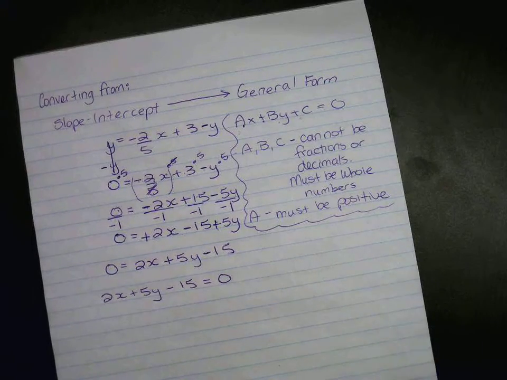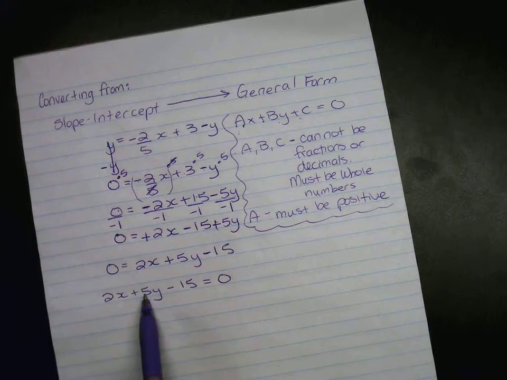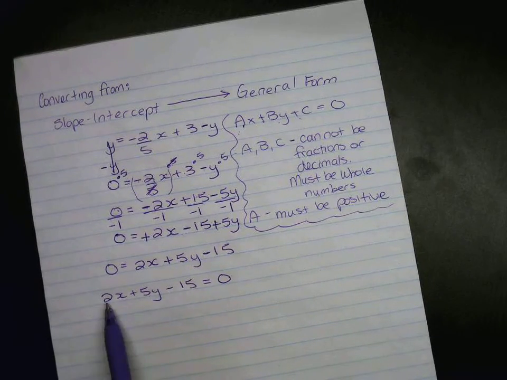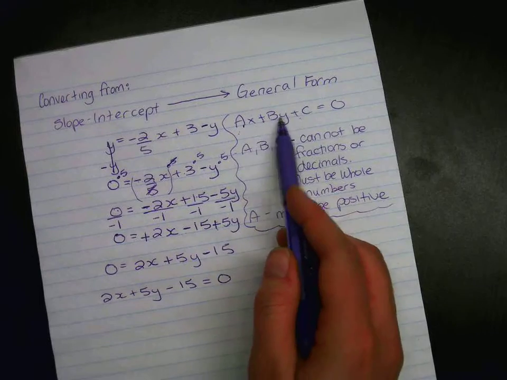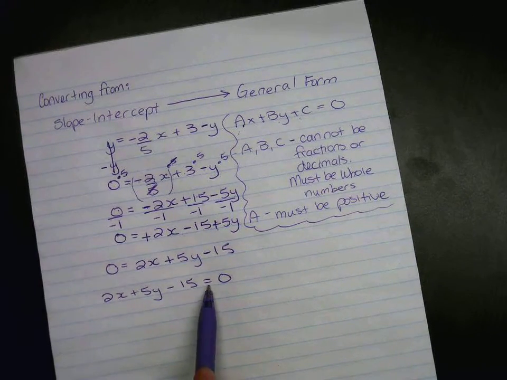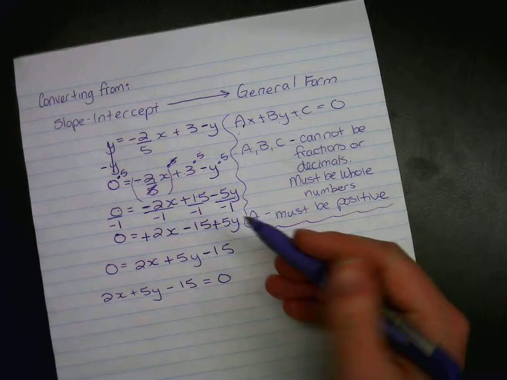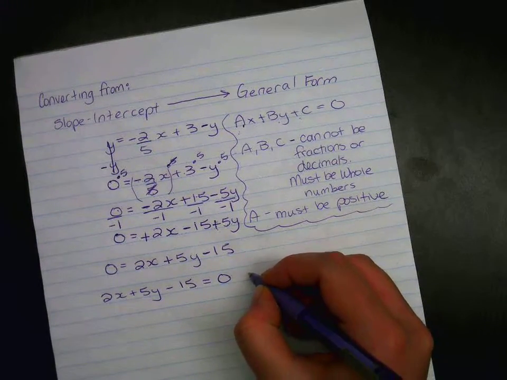Now to do a check. A must be positive. It is. A, B, and C cannot be fractions or decimals. They must be whole numbers. They are. And do we go in the order of ax plus by plus c? X, y plus our constant equals 0. We've now switched over from slope-intercept form to general form.